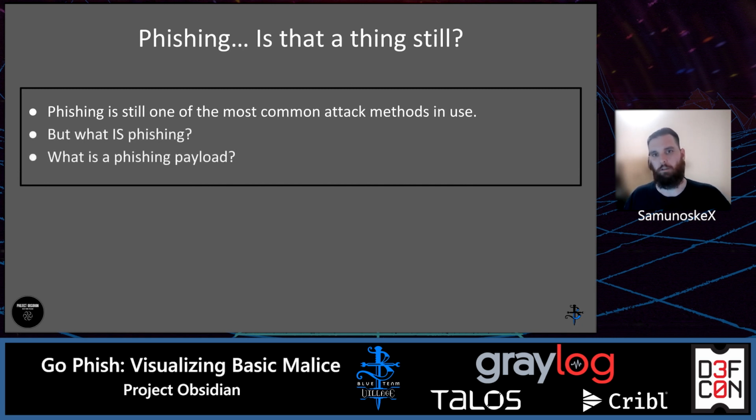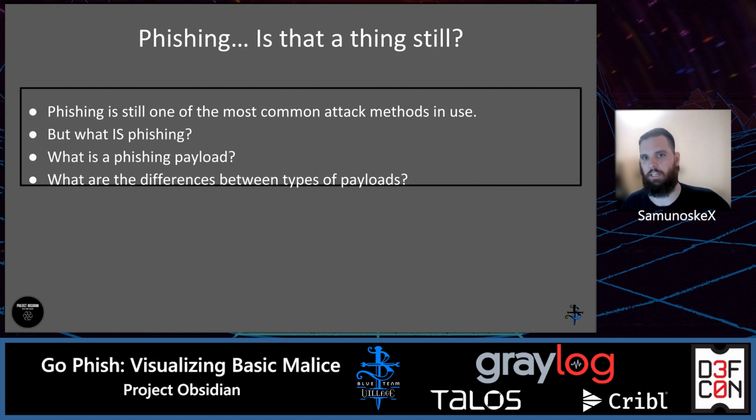A phishing payload is the method of getting that data. So a phishing payload could be a document, a zip file, a link in an email. We also are going to learn there are differences between these different types of payloads. We'll see that a little bit later.